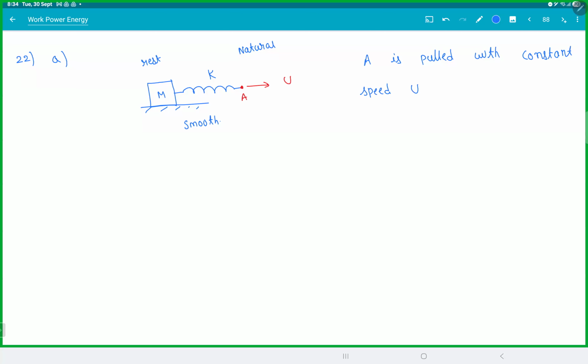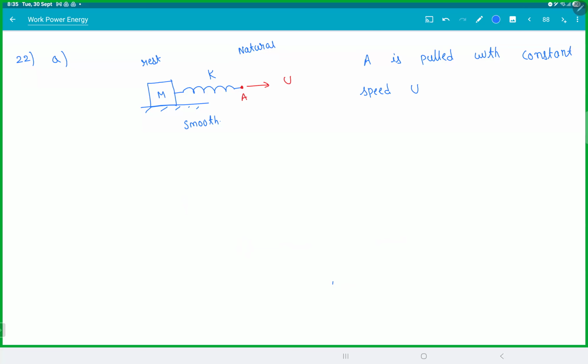Right? So now what will happen if you start pulling this? Initially the spring will stretch. Because the spring stretches, the block will start moving. But because U is greater than the speed of the block, the spring will keep on stretching. You're getting it? So it will be oscillating and the point is also moving. So both are happening at the same time.